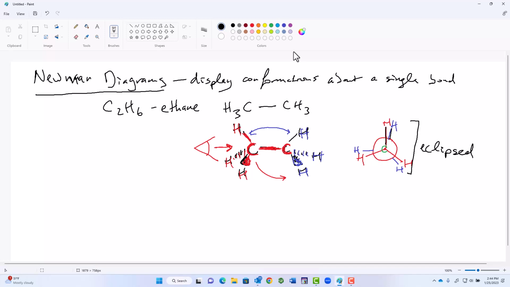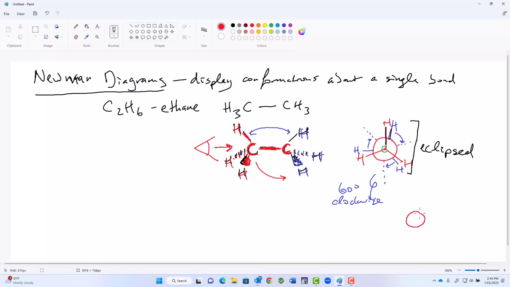But you can imagine if we rotate this molecule, if we take these back hydrogens and rotate them 60 degrees to here, and we rotate this 60 degrees to here. So I'm rotating it 60 degrees clockwise. So I'll draw this here. This is a 60-degree clockwise rotation. We end up with a slightly different Newman diagram.